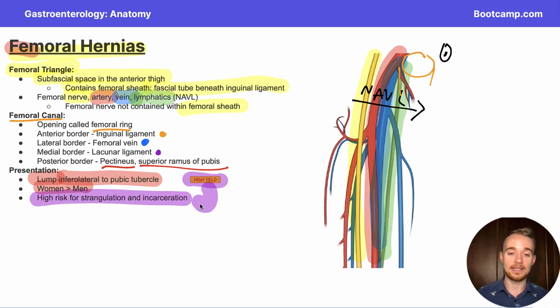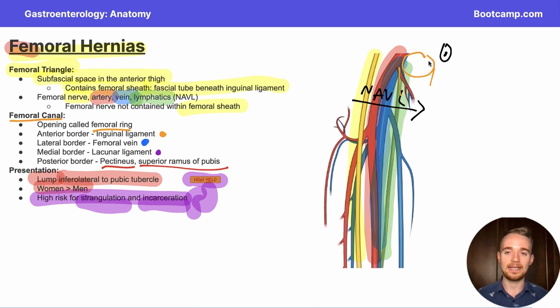This is high yield stuff right here. If they ask you a question about which hernia is most likely to be incarcerated, meaning trapped and unable to be returned back into the body, or strangulated, meaning it has its blood supply cut off and is thus at risk for ischemia and necrosis, this is going to be our femoral hernia. And I want you to think for a second about why that might be.